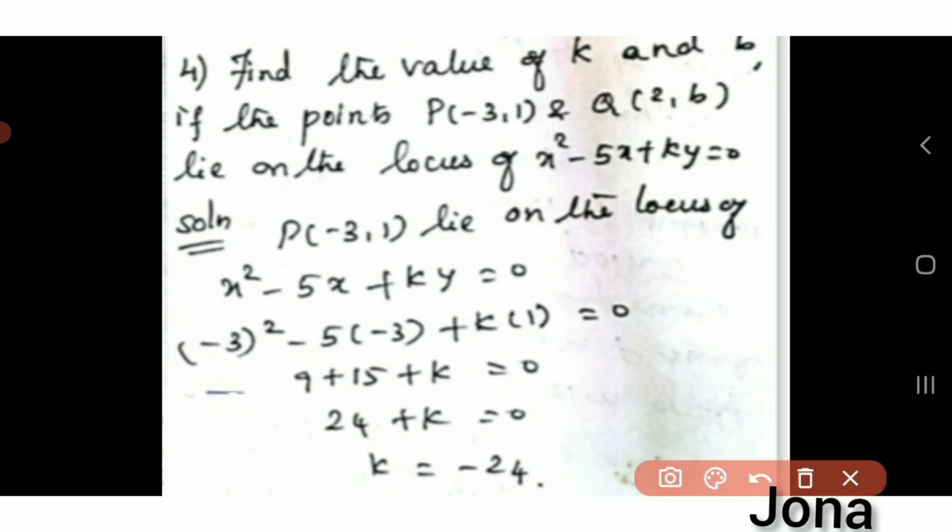Instead of x we substitute minus 3, instead of y we substitute 1. So minus 3 the whole square minus 5 into minus 3 plus k into 1 equal to 0. If we square this we have 9, here this is plus 15, plus k equal to 0. So we can add both the things: 24 plus k equal to 0. That means k equal to minus 24 is the answer. Then we want to find the value of b now.